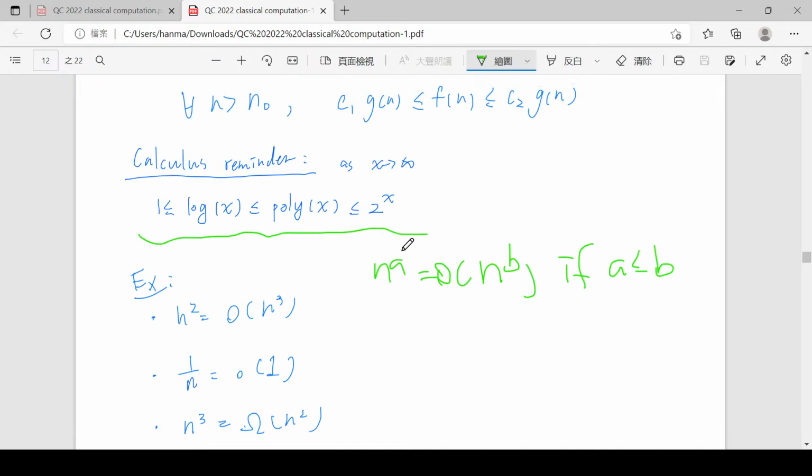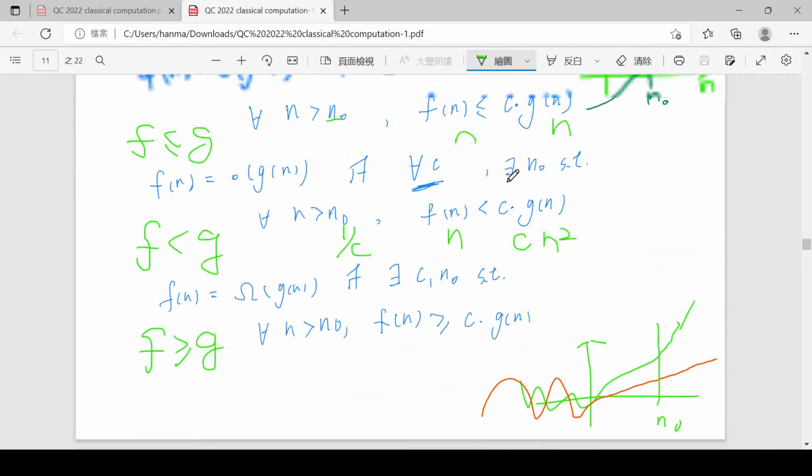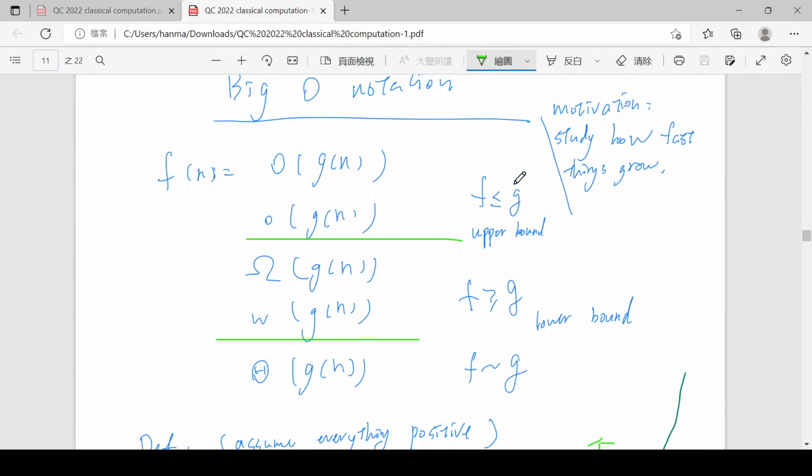And basically you need this cheat sheet of those classes we care most about: the constant, polylog, poly, and exponential. And remember, when you have a polynomial, then you only care about the highest order term. I think that's the most important thing about the big O notation.